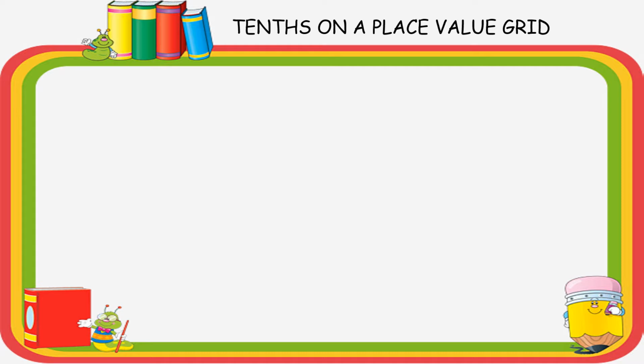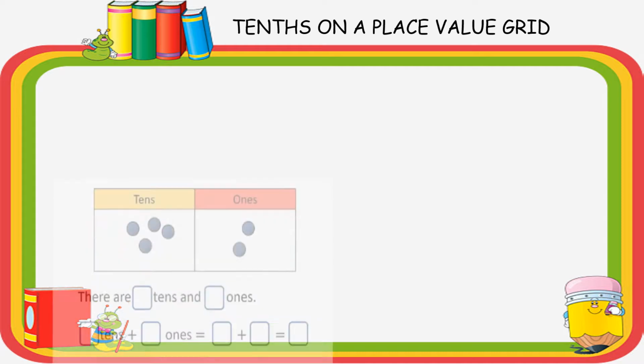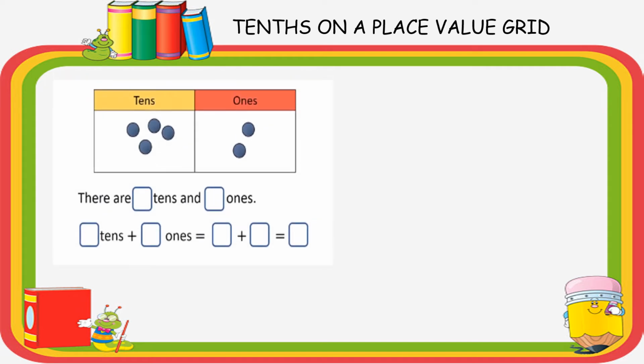We're going to start with tens on a place value grid. Here is a place value grid. Can you tell me how many tens and how many ones we have on this place value grid? Pause the video and have a go. Welcome back. Let's count how many tens we have. We have 1, 2, 3, 4. So we have 4 tens. And how many ones? 2 ones.